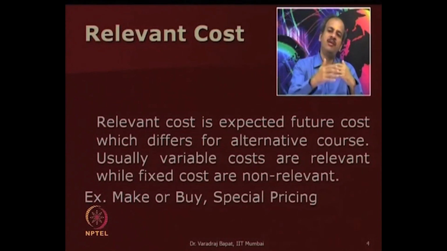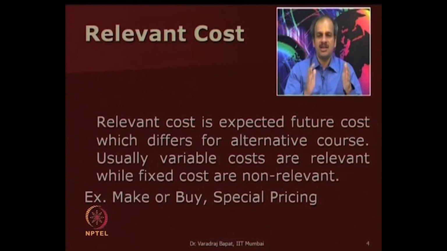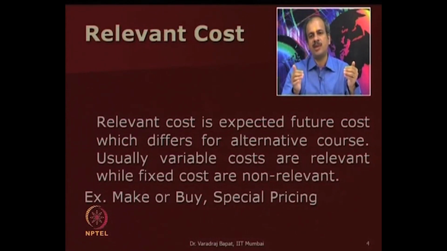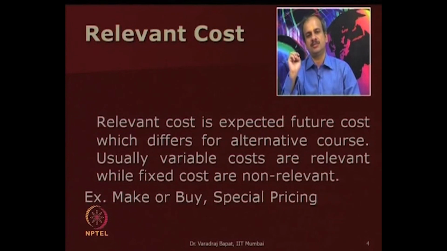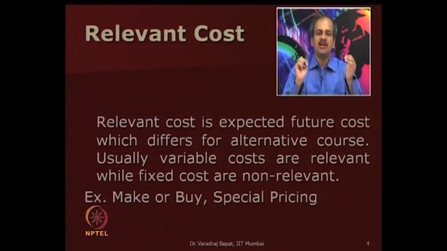It is also irrelevant what our selling price is. What is relevant is the transportation cost charged by A and the transportation cost charged by B. If the quality issues and the timing issues are the same, we will go for the agency which is less costly. So we look at the future cost for a particular alternate course. Generally, variable costs are relevant, whereas fixed costs are not relevant.